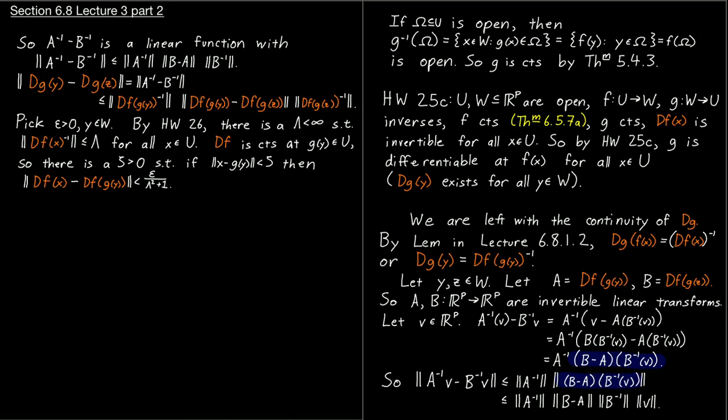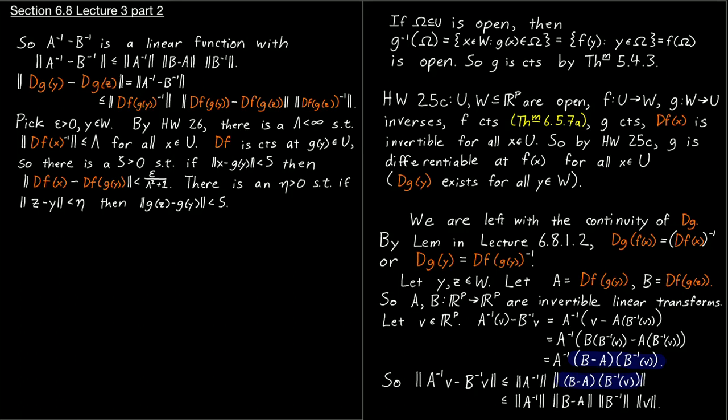And now g is also continuous, so there is an eta greater than 0 such that if the distance from z to y is less than eta, then g of z minus g of y is less than r zeta.